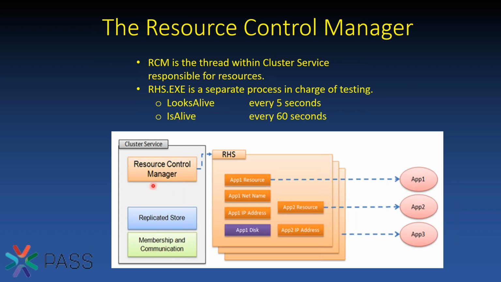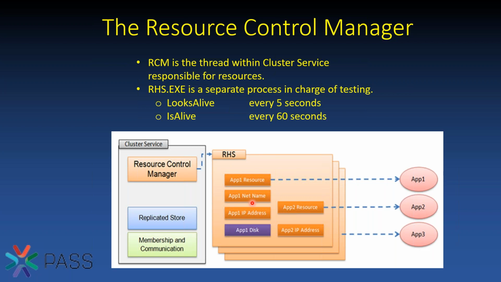The resource control manager does that, and it uses the RHS process, the RHS.EXE itself, to do that. As this slide indicates, I can have multiple RHS.EXEs running at the same time, and I'll go over that with the failover cluster manager in a bit. Each RHS process is going to have a set of cluster resources that it's going to check the health of.